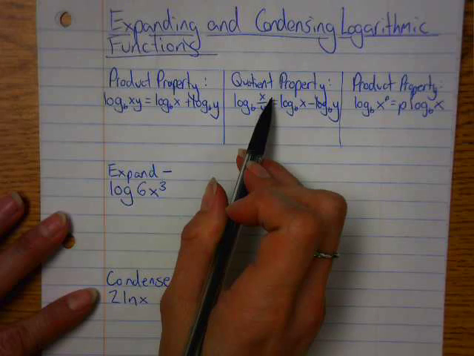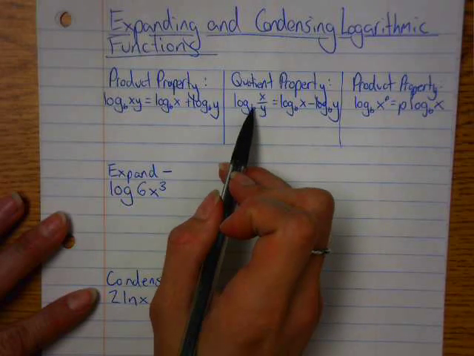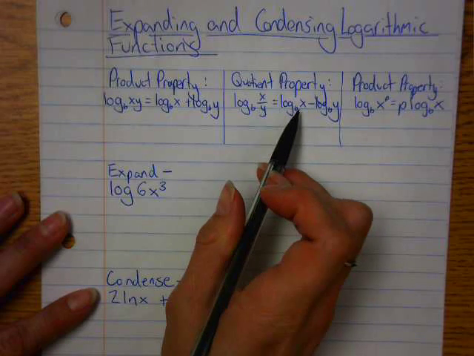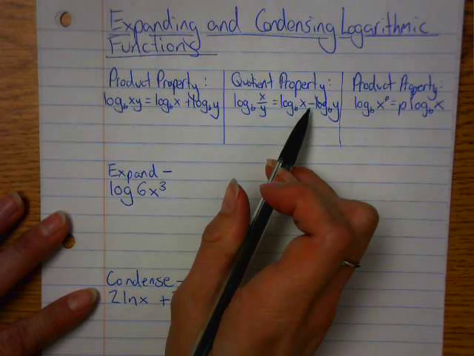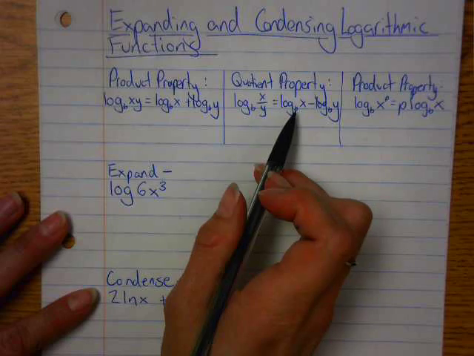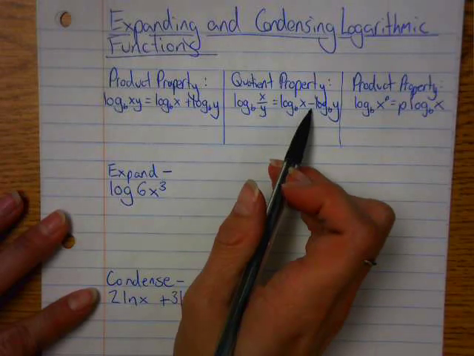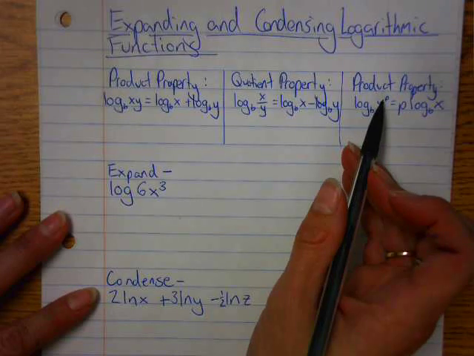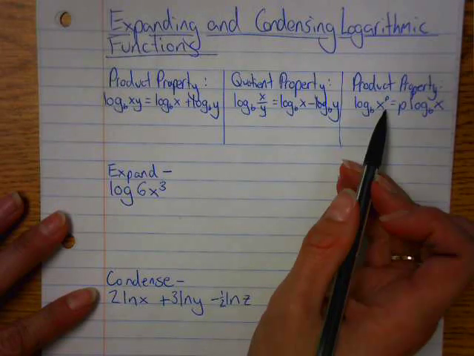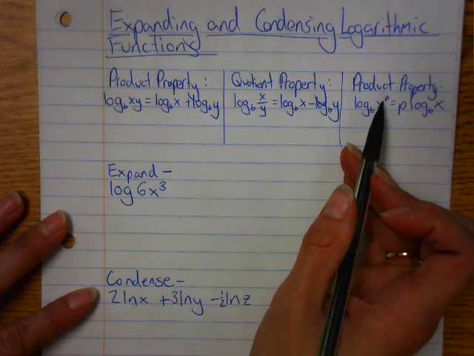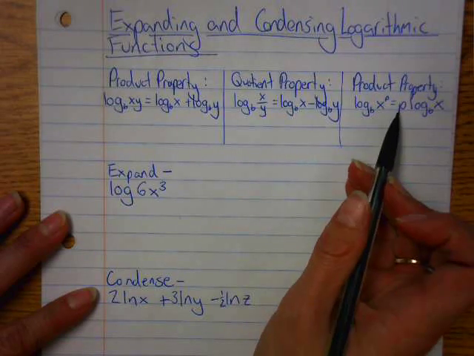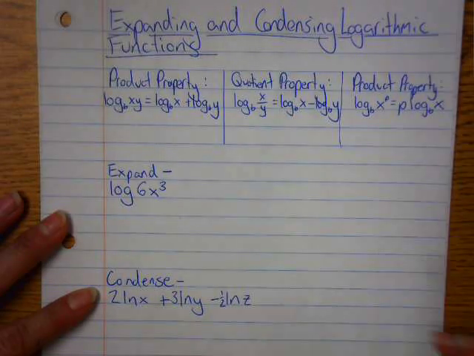The quotient property tells us that if we have a log base b of x divided by y, it can also be broken into two logs with that same base b, but they're going to be subtracted, log base b of x minus log base b of y. And finally, the power property tells us that anytime I have an exponent, log base b of x to the power of p, I can take this power and bring it out front, and it's the same thing as p times log base b of x.